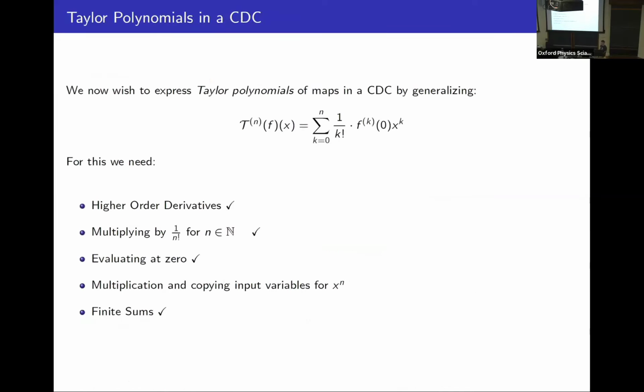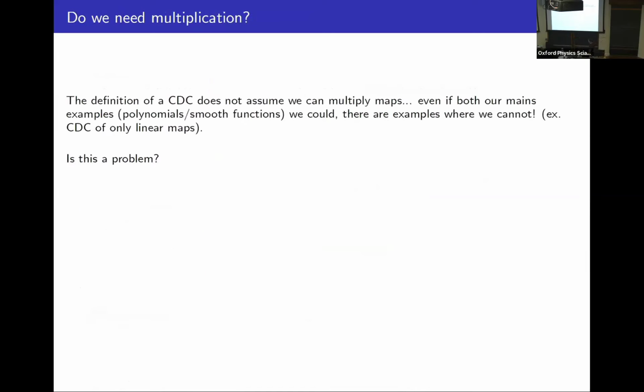Okay, so almost there. What about copying input variables? Well, I'm in a category of finite products, so I can just copy my input variables. Great. So the last thing we need to talk about is multiplication. The definition of a Cartesian differential category does not assume that we can multiply maps together. Of course, in both of the examples that I gave you, polynomials and smooth functions, there's a notion of multiplying those maps together.